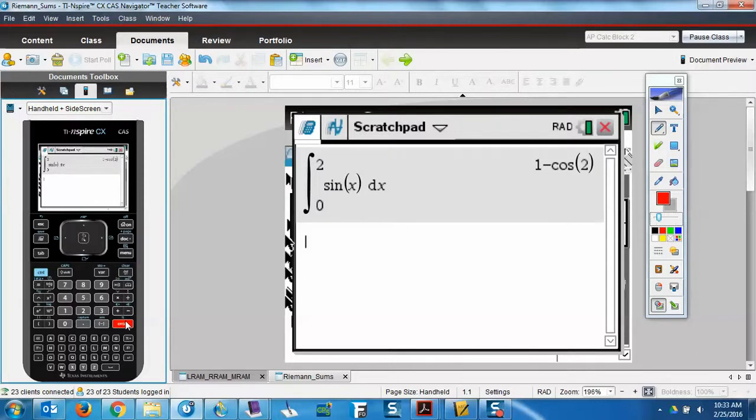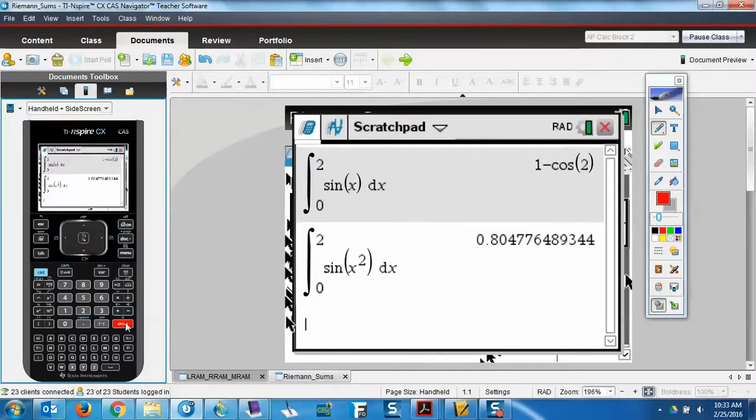Now let me change that integral just a tad. Let me change that integral into that. There is no antiderivative of that function. But there certainly is an area. If we graphed sine of x squared, there'd be an area from 0 to 2. How do we find that area?